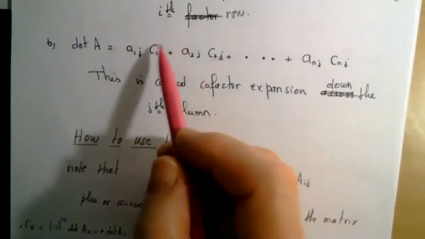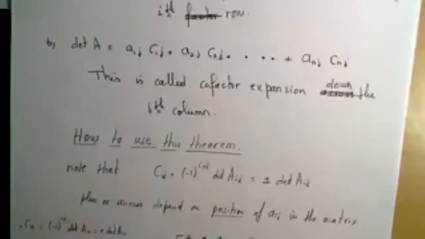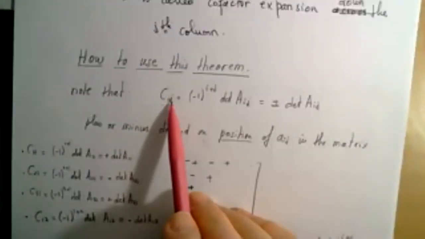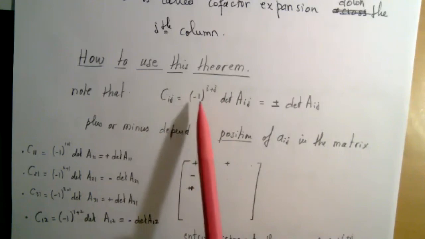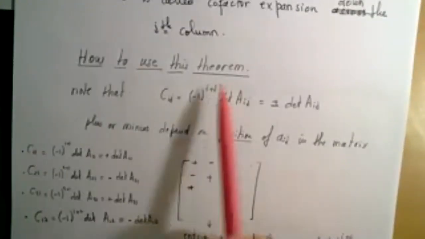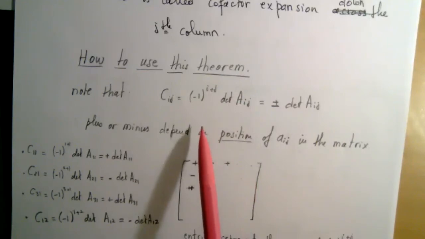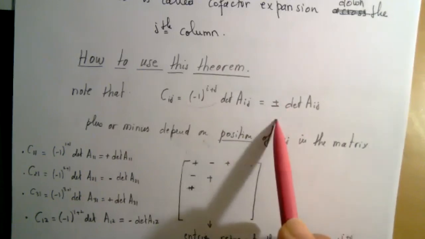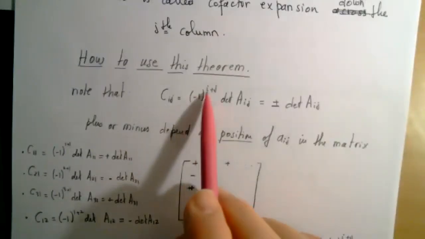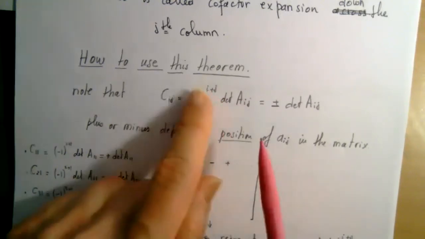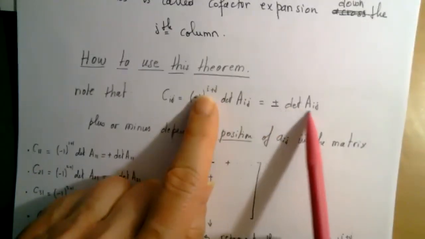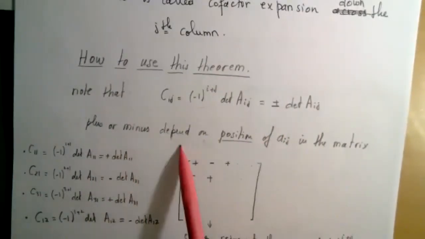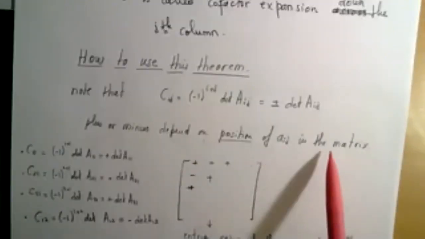This theorem involves this new thing that I called cofactors. But what are those cofactors? Let us note something. The Cij cofactor is minus 1 to the i plus j times the determinant of Aij. Now, minus 1 to the i plus j is either a plus or a minus, depending on i and j. So this Cij is basically the determinant of Aij, but with a plus or minus sign. And the plus or minus will depend on the position of Aij in the matrix.